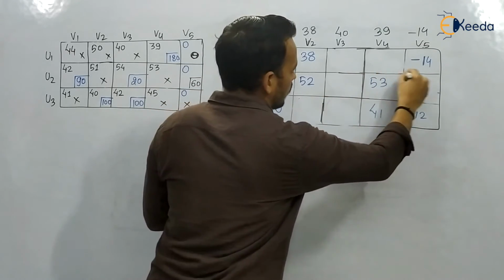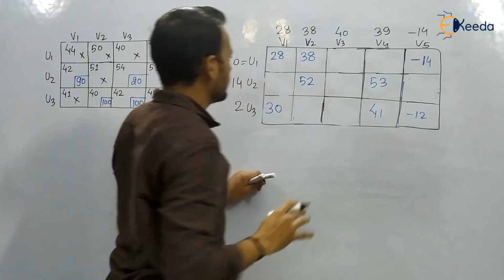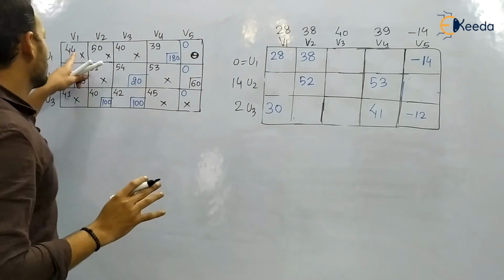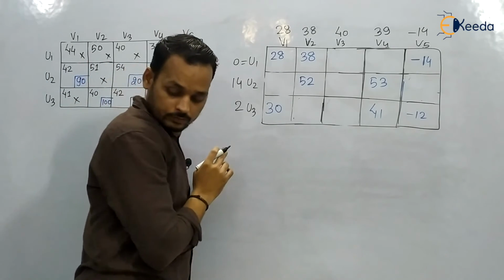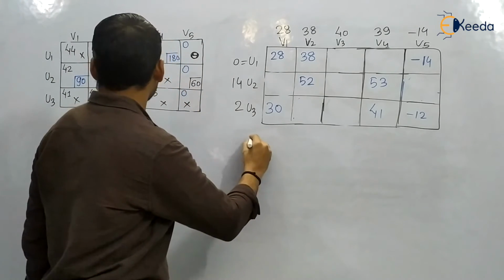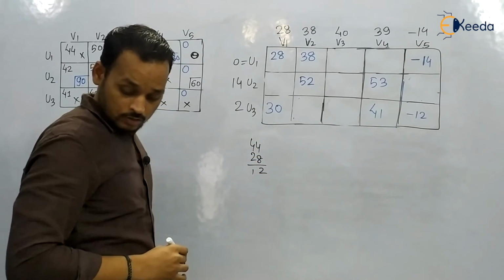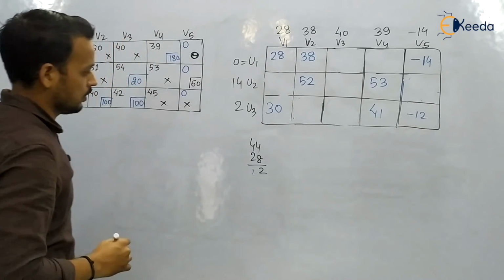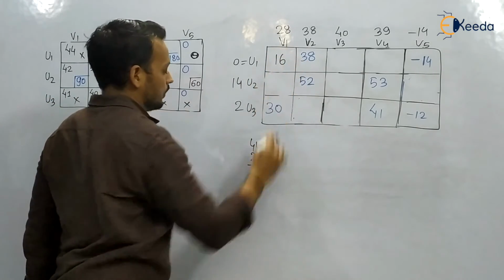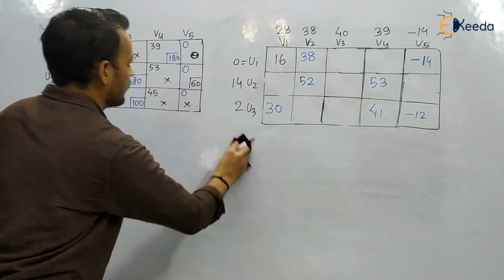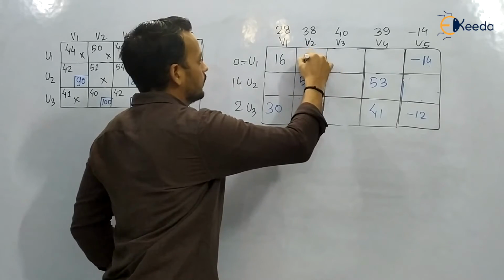Now what you have to do, you have to subtract it from the original cost cell matrix. Okay, so if any value becomes negative, then again this will not be the optimal, so you have to subtract it. So 44 minus 28, it is going to be 16. Okay, so this is going to be 16 here. Now 50 minus 38, it is going to be 12. So here it is 12.